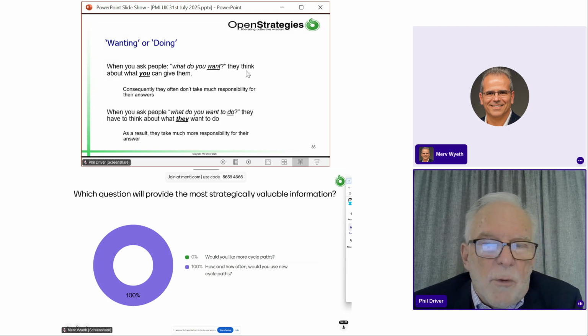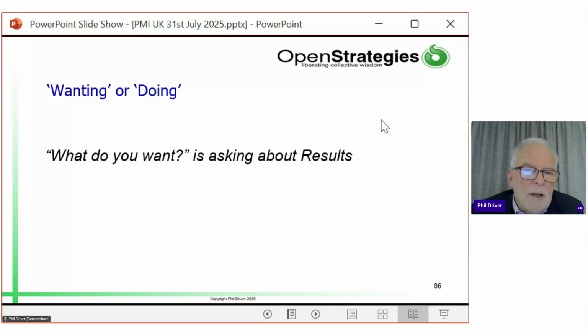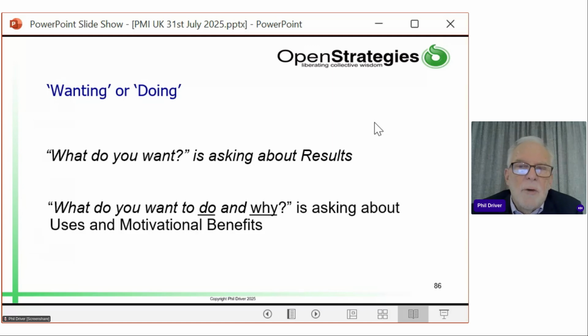If you ask people, what do they want to do? They have to think internally about themselves. They take responsibility for the answer. So asking people about what do you want, that's asking about results. If you ask them what they want to do and why, you're asking about uses and benefits. And that is far, far more valuable.